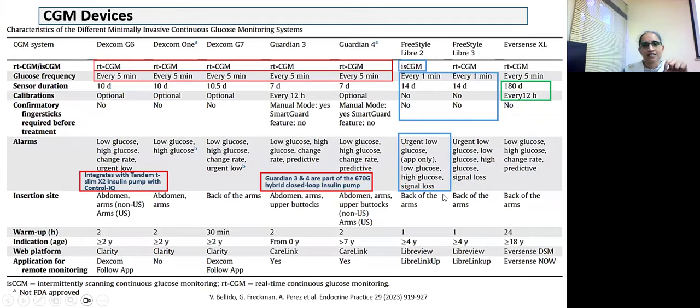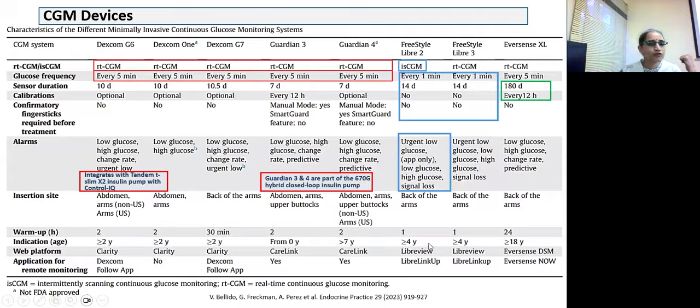Freestyle Libre 2 Plus has a system where it can alert on the phone when the glucose is falling, but Libre 2, which we are using currently, doesn't have those alerts. It can be inserted on the abdomen or on the back of the arms. The Freestyle we are using is usually inserted on the back of the arms. The warm-up time is about 1 hour. So once you insert the sensor, it takes about 1 hour for it to start working.